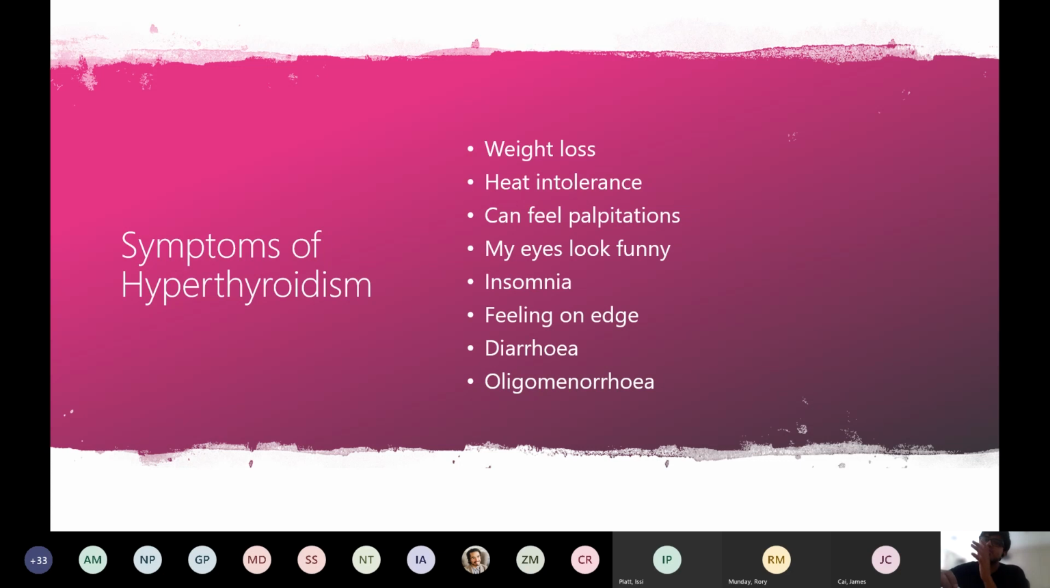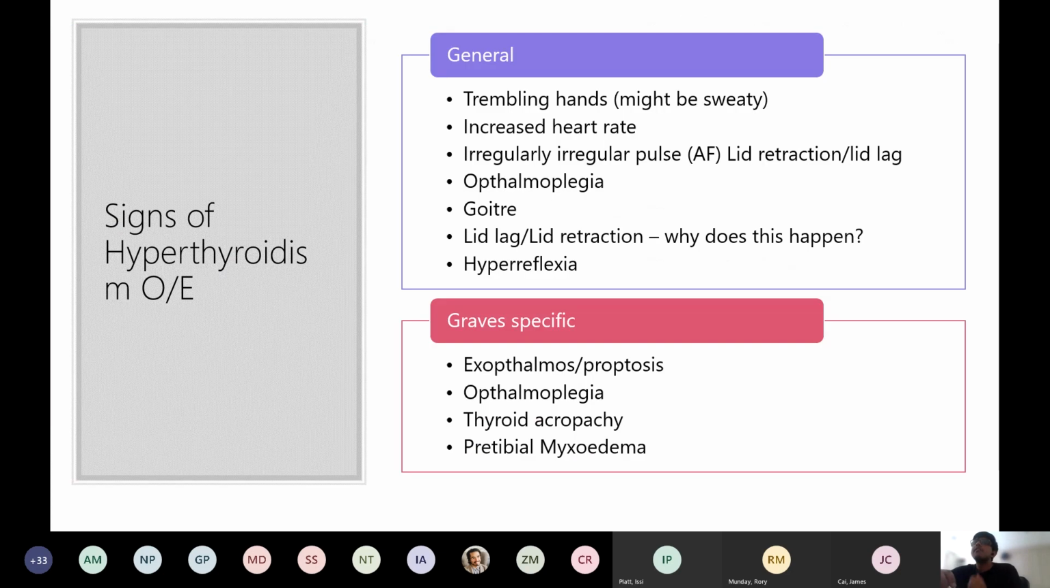So those are the symptoms the patient will complain of, and then you're going to examine the patient. So what kind of signs would you look for? I'm going to split it into signs of hyperthyroidism generally, and signs specific to Graves' disease. So should we do signs for all of hyperthyroidism first? What would you see when you examine a patient?